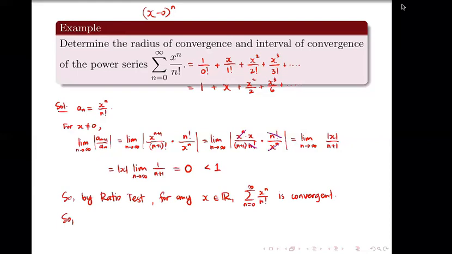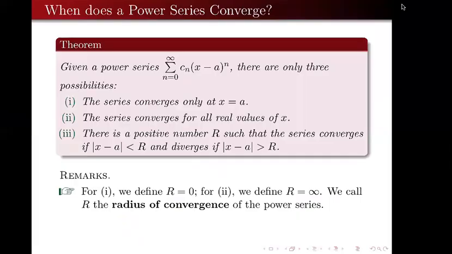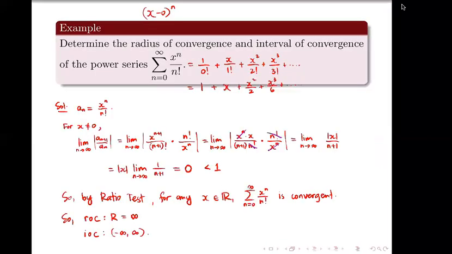So, ROC, radius of convergence, your R, it's plus infinity. Interval of convergence, you have from negative infinity to plus infinity. We are on the second case of this theorem here. We are on the second case, and on the second case, our R is infinity. Questions?